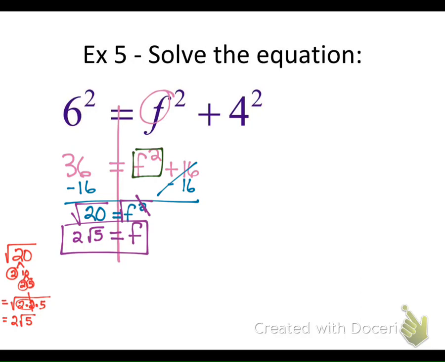Just a quick quiz question. What's the outside number called? What's this outside? No, what's that? What's the outside number called? 2 square root 5. That's how you'd say it. What's the inside number called? The radicand. That's key. What's the outside number called? It starts with a C.